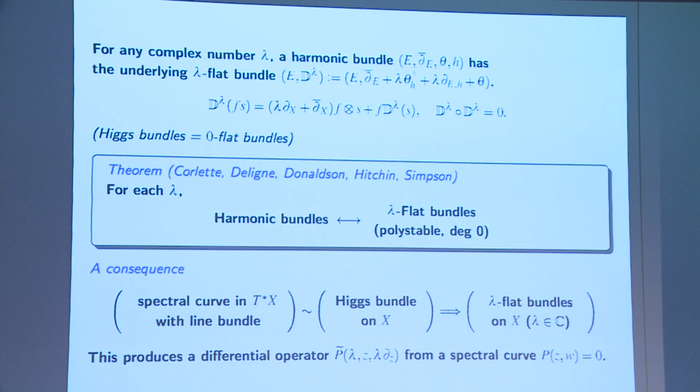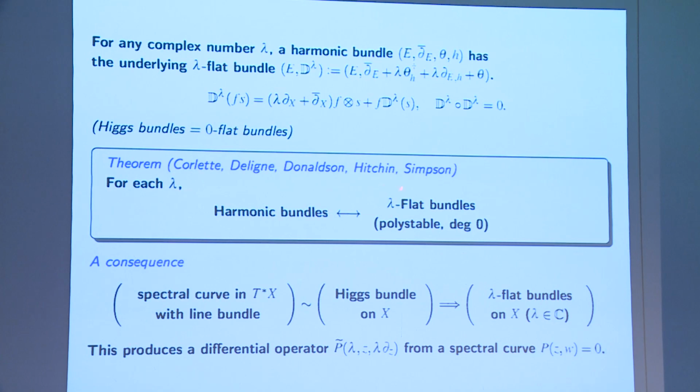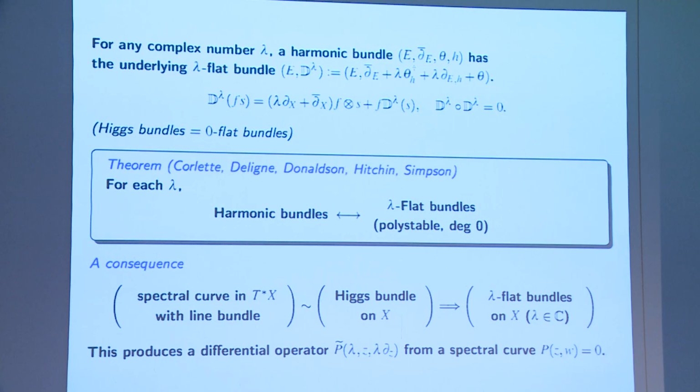Then, according to Corlette, Donaldson, Hitchin and mainly Simpson, for each complex number lambda, harmonic bundles are equivalent to lambda flat bundles satisfying polystability and degree zero conditions. And this was, of course, generalized by Corlette and Simpson to the higher dimensional case. This is a very important and fundamental theorem in contemporary mathematics. For instance, it is one of the starting points of the very rich study of the moduli spaces of Higgs bundles, flat bundles and character varieties.